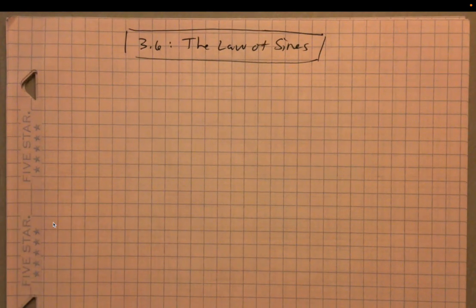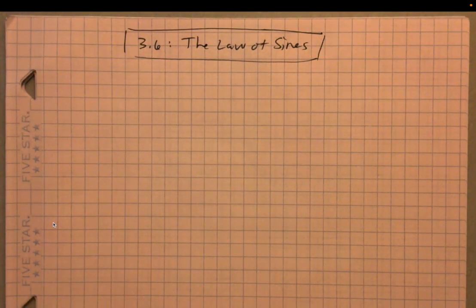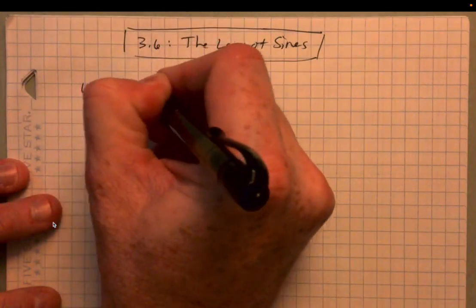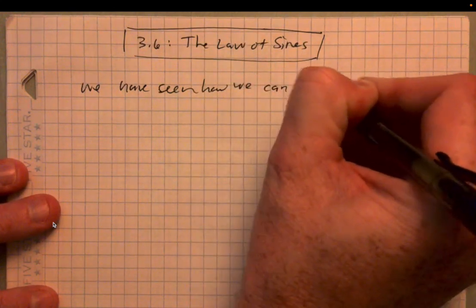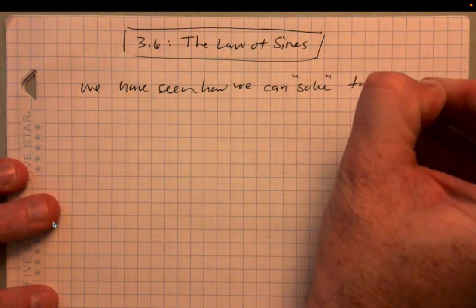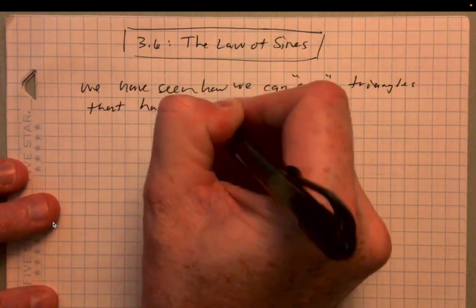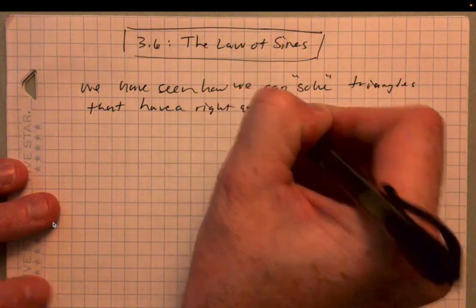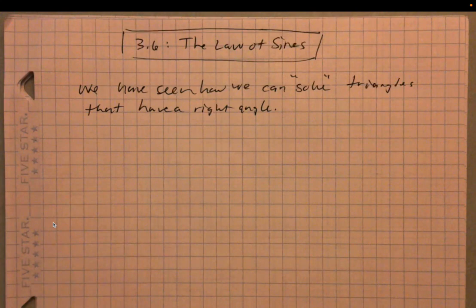And so we've discussed in the past solving triangles. And we specifically looked at how to solve triangles that involved a right triangle. So we have seen how we can solve triangles that have a right angle. So what we want to talk about in this case is we're going to try to figure out how to solve triangles that don't necessarily have a right angle.